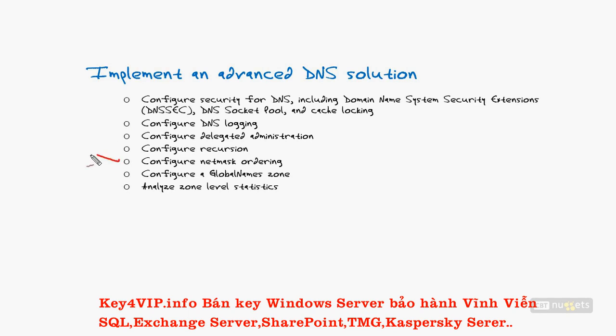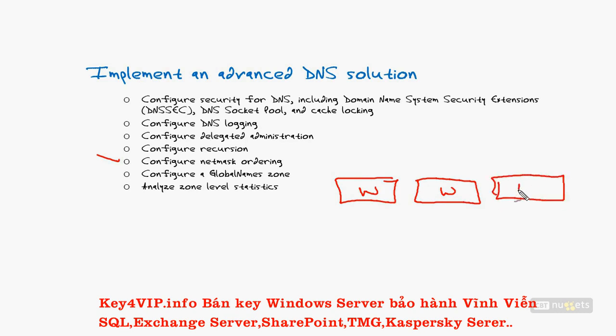And netmask ordering is another one of these special use cases that is enabled by default. But I want to explain why it exists. Let's assume, for example, that you have, let's call it a WSUS server. And in fact, you don't have one WSUS server, you have 3 WSUS servers. Here's one. Here's 2, and then here's the 3rd one.